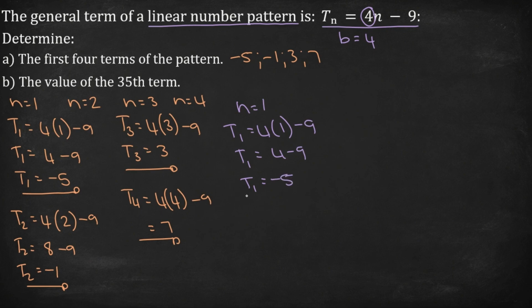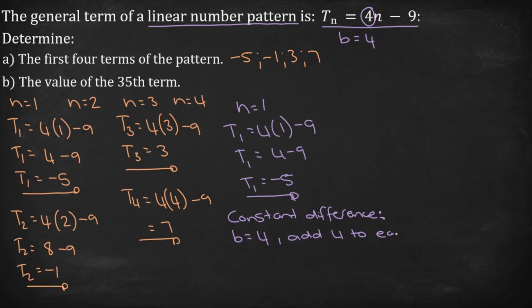So I've got my value for my first term. So you can write the constant difference is b equals 4. So I'm going to say add 4 to each term. Okay, so that means I'm going to write negative 5, and then let's add 4. Negative 5 plus 4 is negative 1. Negative 1 plus 4 is 3, and 3 plus 4 is 7.